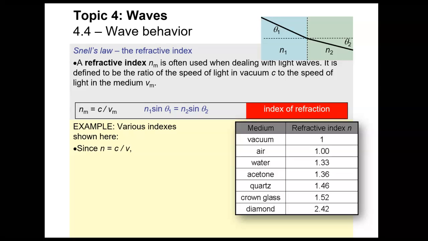Quartz, crown glass, and diamond have higher refractive indices. Diamond has a very high refractive index, which is one reason why diamond is so shiny. We'll actually talk more about that later. That's basically because when you go from air into diamond, or from diamond to air, there's a lot of bending involved by those light rays. That's one reason why diamonds appear so shiny. We'll talk more about that later.